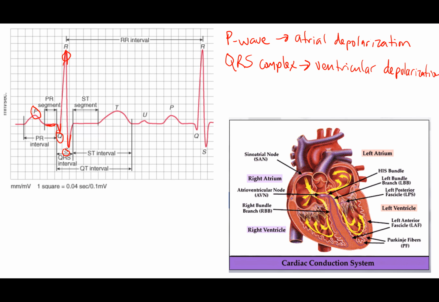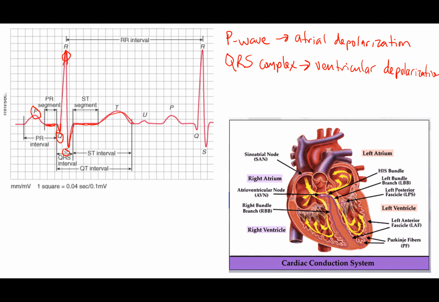Okay, then you can see it comes back up to baseline. You get a straight line, kind of just waiting time, and then you get another bump. That second bump is another electrical event, right? So you get atrial depolarization, the signal goes to the ventricles, you get ventricular depolarization.